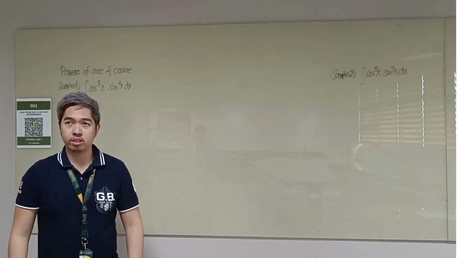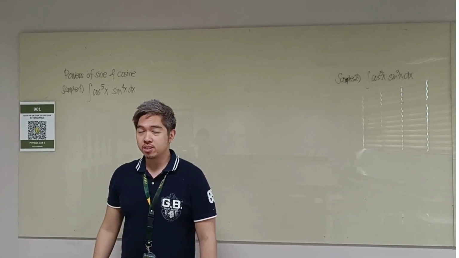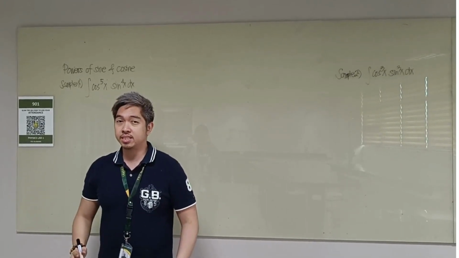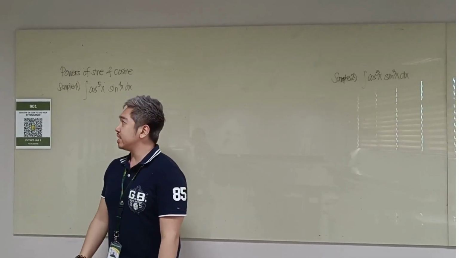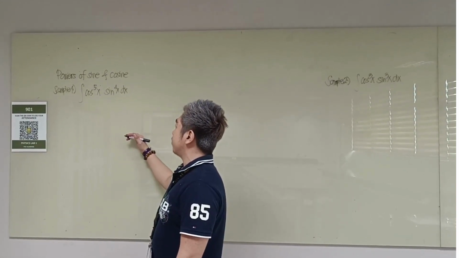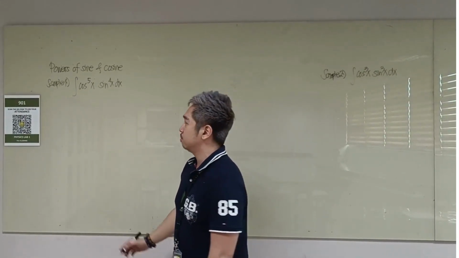In this lecture, we're going to discuss powers of sine and cosine. For integration of powers of sine and cosine, we need to first familiarize ourselves with the three cases. The first case, sample problem number 1, is the integral of cosine raised to 5x times sine raised to 4x dx. This is a sample of case number 1.